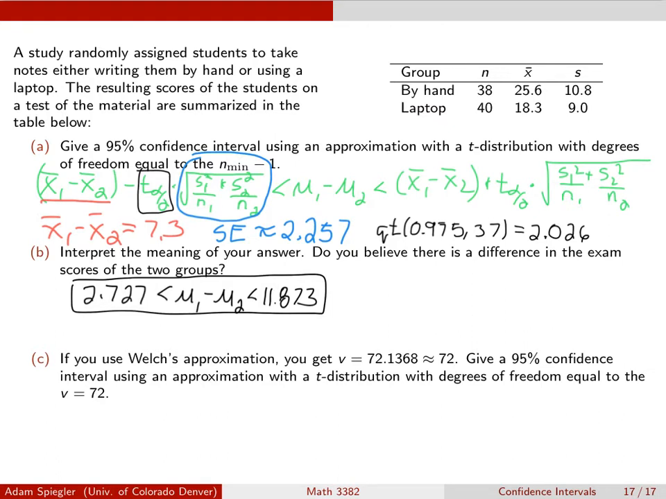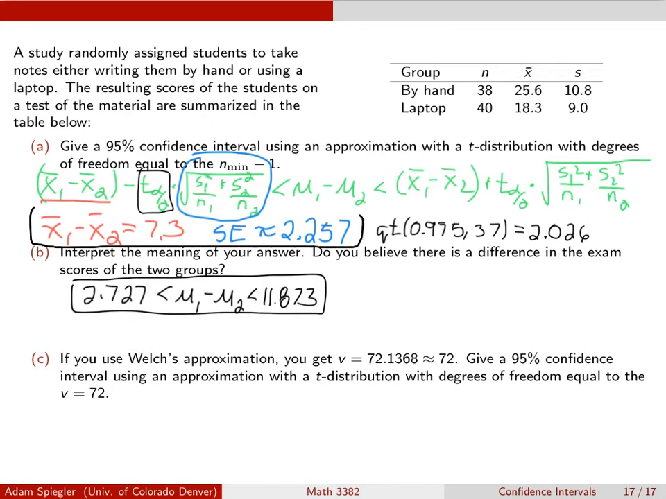And so for the very last part, C, I just want to compare the result in C, which is the more precise estimate, with the one that we got in A, using the more informal estimate of let's just pick the minimum sample size to determine degrees of freedom. So if you actually use that really complicated formula for Welch's approximation for the degrees of freedom, that works out to be about 72.